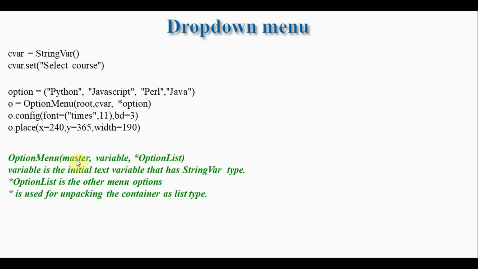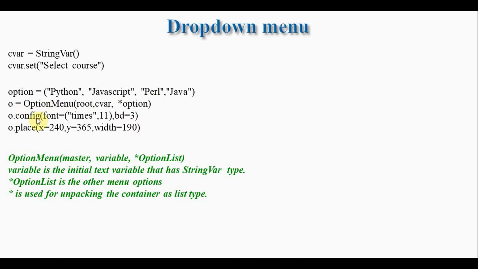For the option menu, the master is the root window, and the variable name we are going to specify. The variable will have the initial text, which is what we have set with cvar.set select course, and then asterisk options will be the option list. You can have as many options here. This will contain the list of elements in the drop down menu. We'll have select course here, and then the drop down menu will contain Python, JavaScript, Perl and Java.